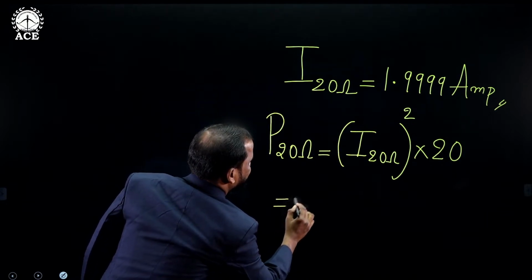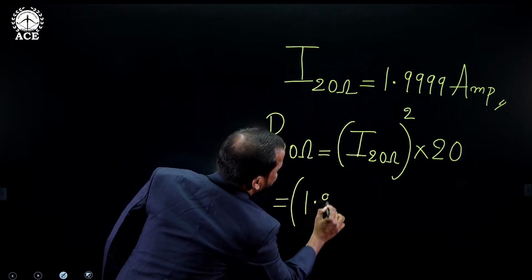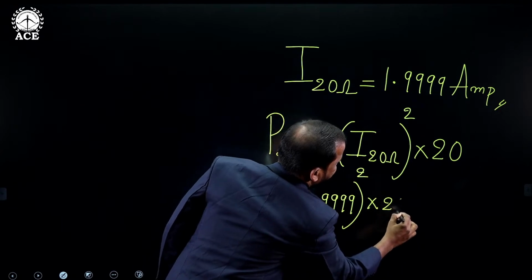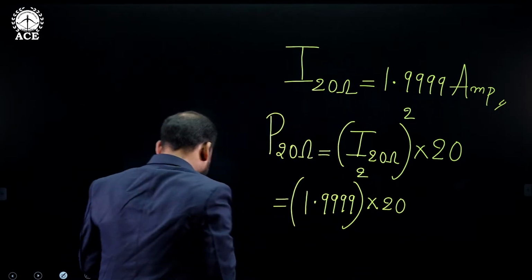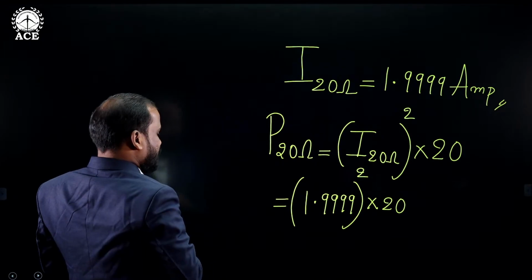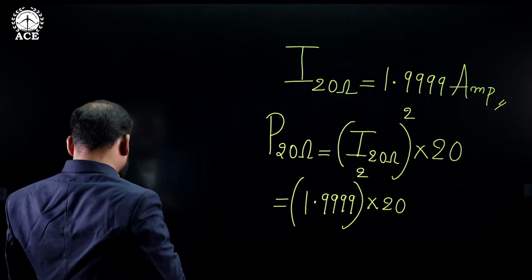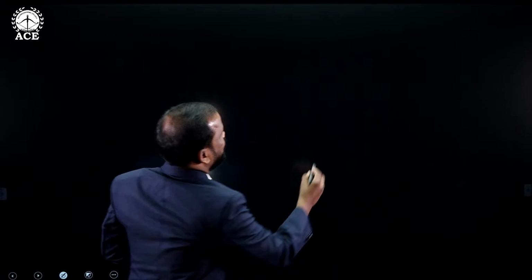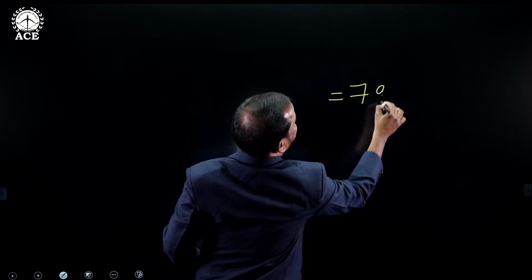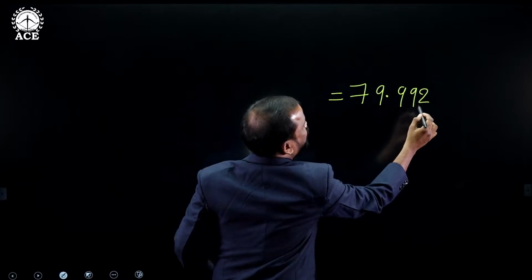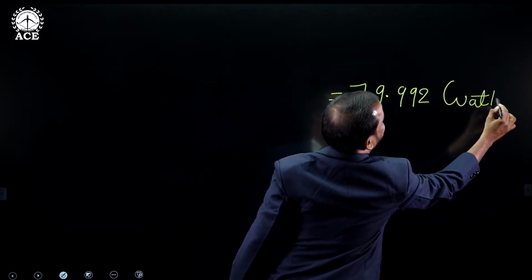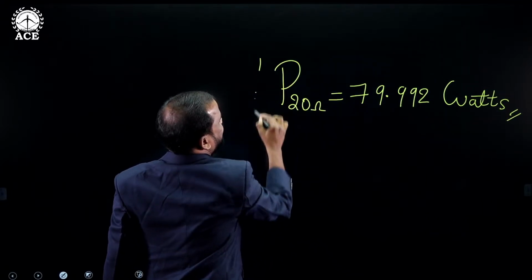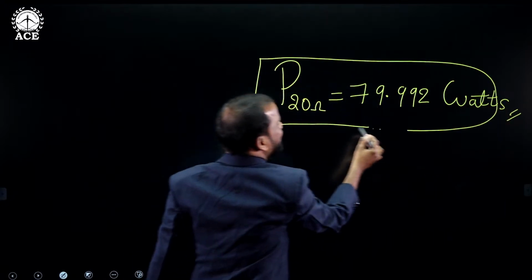Okay. So now substitute the value of current: 1.9999 whole square into 20. Simplifying this, 1.9999 square into 20 gives the value as 79.992 watts. So this is the amount of power dissipated by the 20 ohm resistance by using what? Superposition theorem.